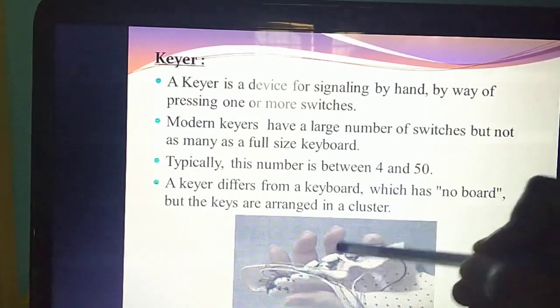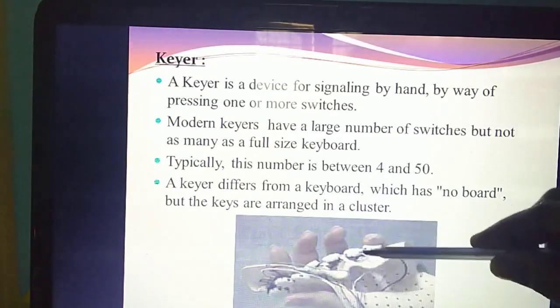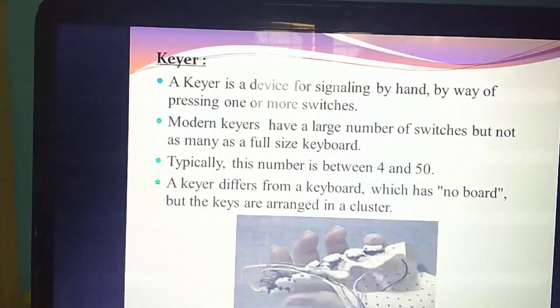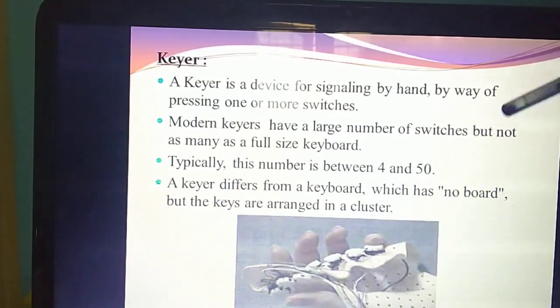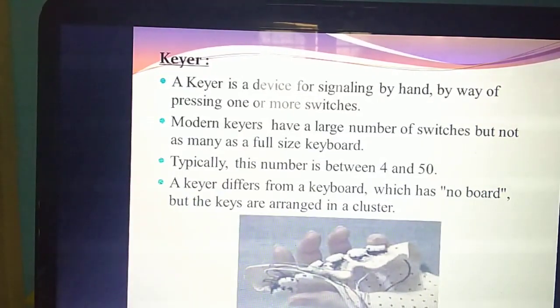So have you seen it? Some white color buttons are there. Yes, that is a keyer. So if you need to communicate or give input, you need to press the keys present on it. Compared to a keyboard, this keyer has only a small number of keys, but the keyboard has a lot of keys: character keys, numbers, symbols, function keys, enter, shift, likewise a lot of keys. But in the keyer there are fewer, and instead of keys we say switches.